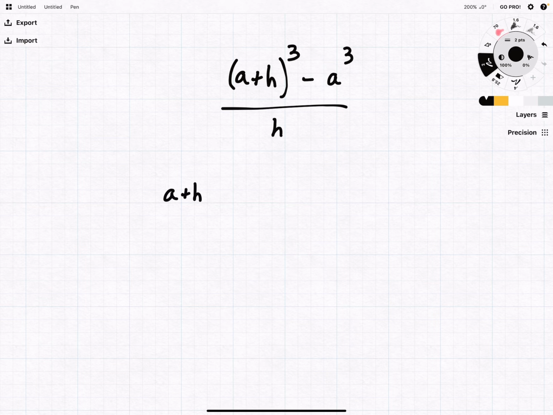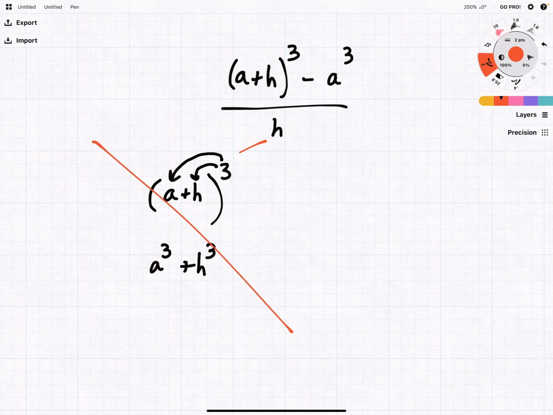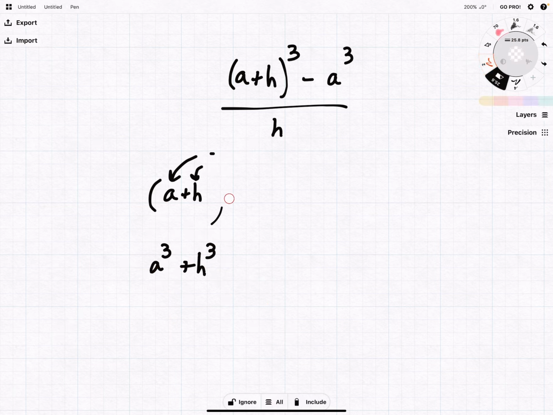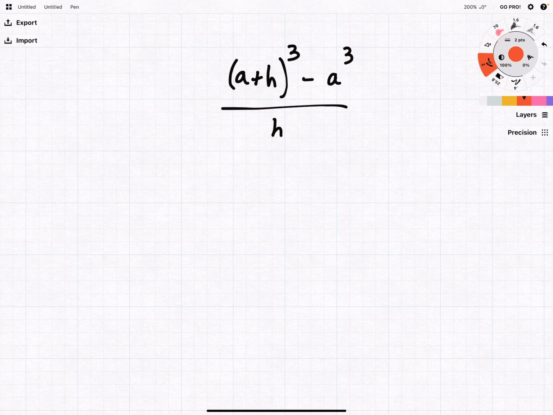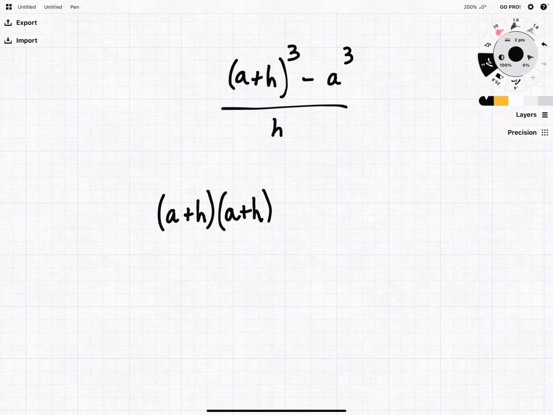We have a plus h, and remember when this is cubed, we absolutely cannot just say, oh, well, that must be a cubed plus h cubed. That's not what we're supposed to do. What we are supposed to do when we have a plus h quantity cubed is we're supposed to write it 3 times. A plus h times a plus h times a plus h.